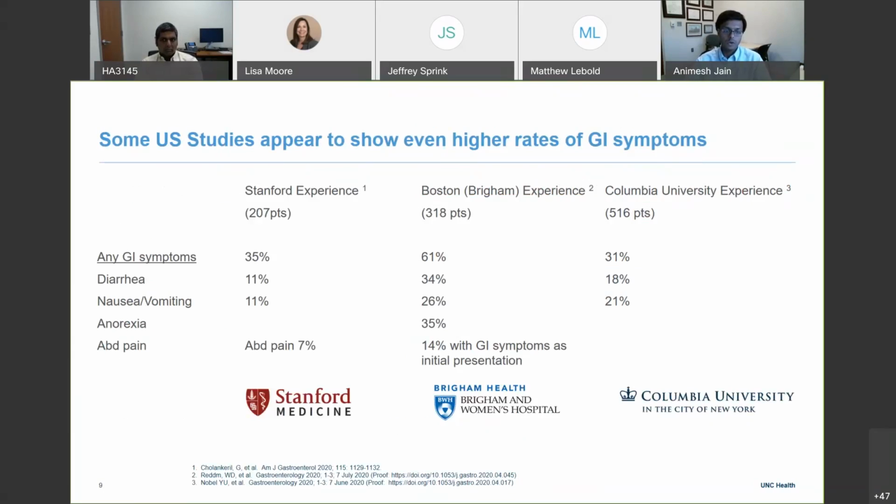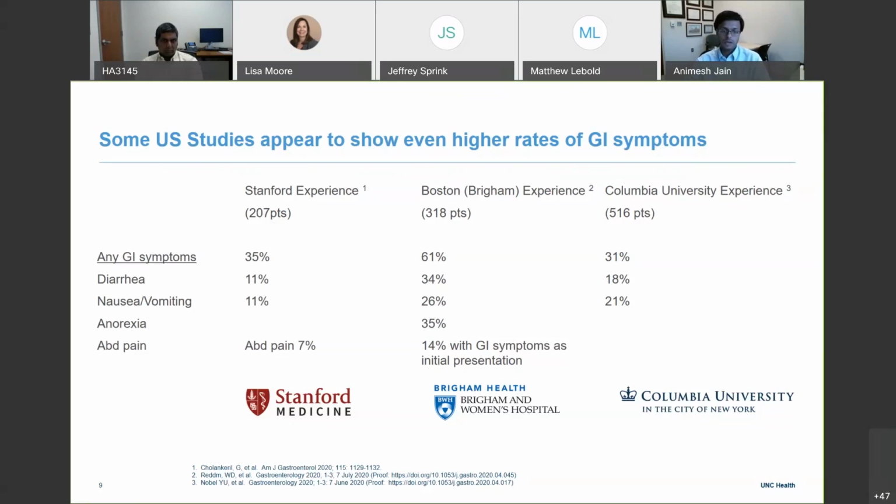However, from what we're seeing in the California Stanford experience, about a third of their patients had GI symptoms and 11% had diarrhea. In Boston, from Brigham, a very large number, 60%, had some GI symptoms, and over a third had diarrhea. And New York at Columbia, they also reported a third of patients with GI symptoms and 18% with diarrhea.